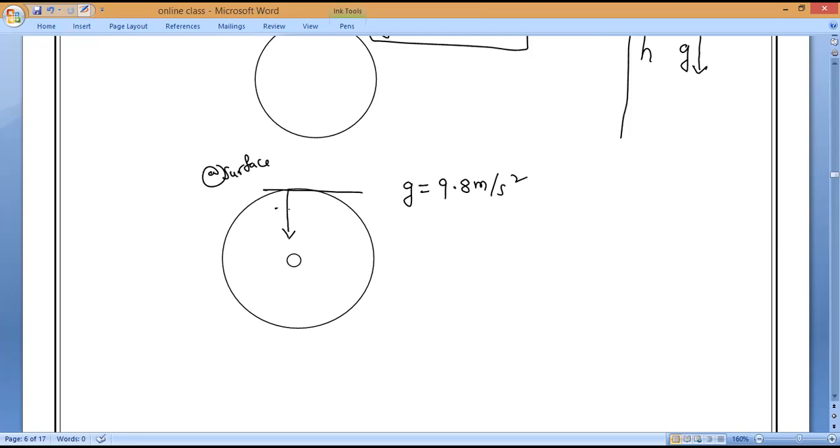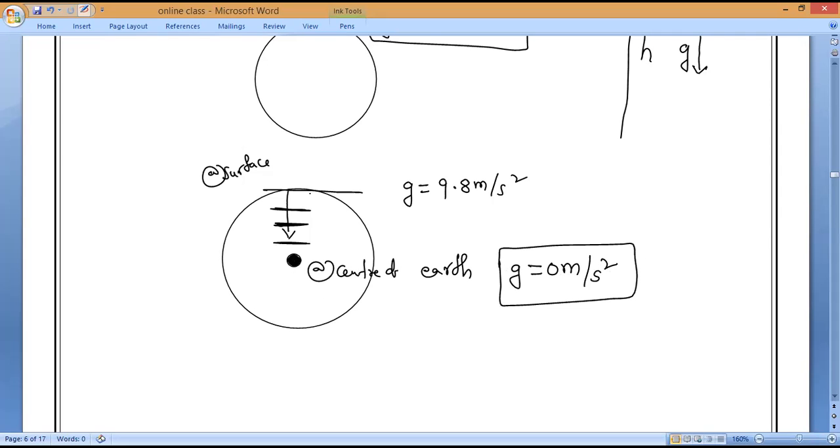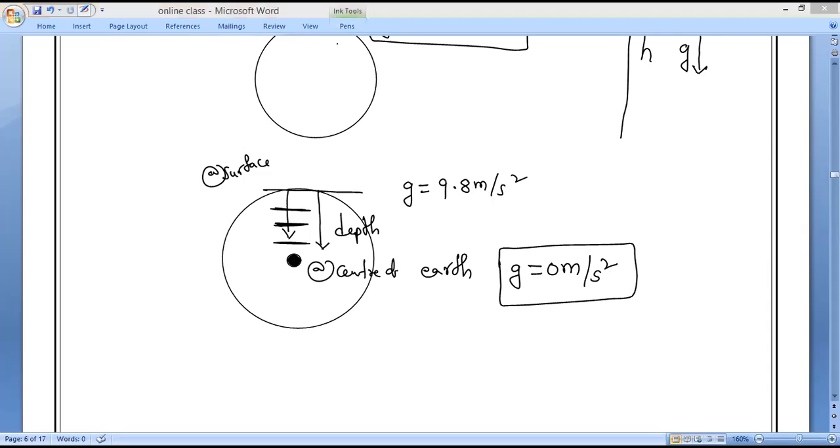Now, I reached this much depth, and this much depth, and finally I reached the center of the earth. Then at the center of the earth or any planet, the G value becomes 0 meter per second square. Means when I keep on going down and depth is increasing, the G value is decreasing or increasing? Decreasing, sir. Decreasing only.